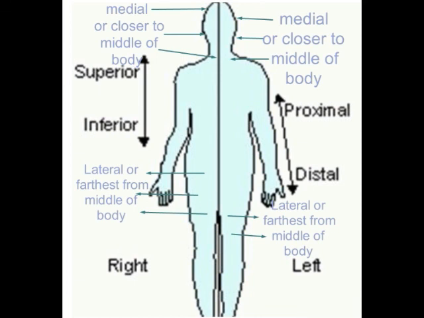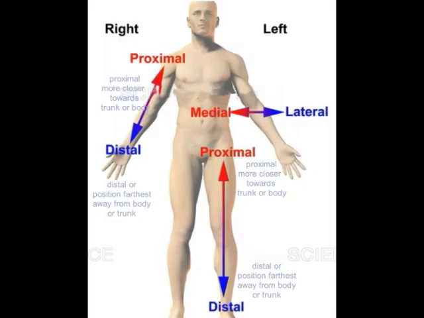Now, medial means closer towards the midline of the body. The example can be that the big toe of the foot is located at the medial side of the foot. Now, lateral means farthest away from the midline of the body. The example is the little toe is located at the lateral side of the foot, or the hand is lateral as compared to the shoulder, as far as location is concerned.